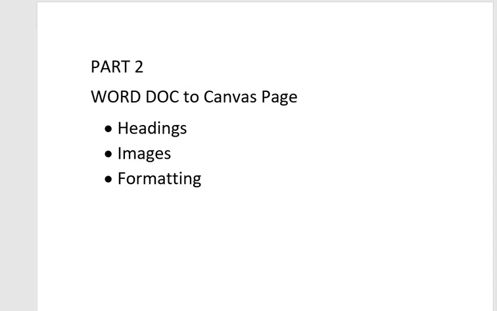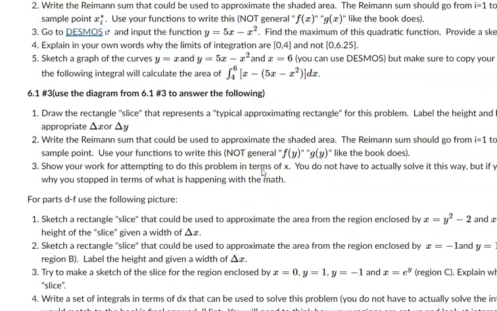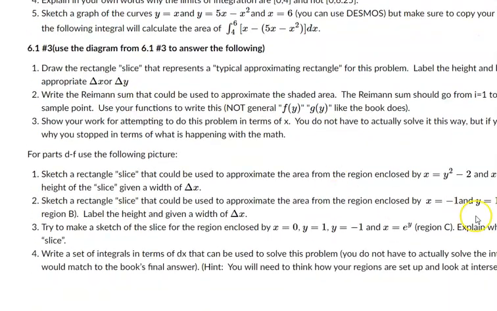So this is part 2 of converting a Word document with math to a Canvas page, and this part addresses headings and the images and formatting. Essentially my equations are done. Everything's showing up the way I would want it to in my document. Everything looks like it's reading okay.